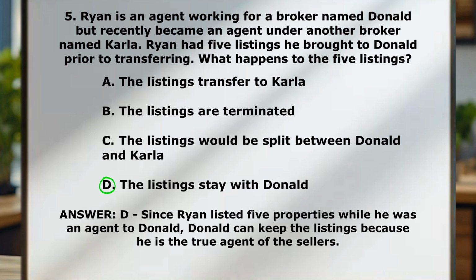What does this mean? Let's break this one down a little bit. So Ryan is an agent who works for a broker named Donald. And so when a listing agreement is signed, the listing agreement is actually between the seller and the broker, not the agent. So that broker actually has those listings.